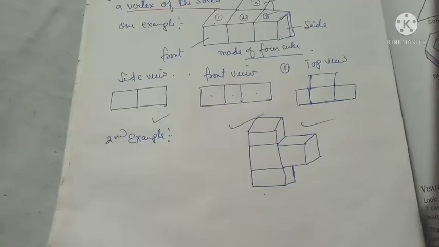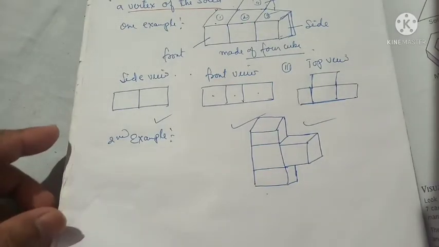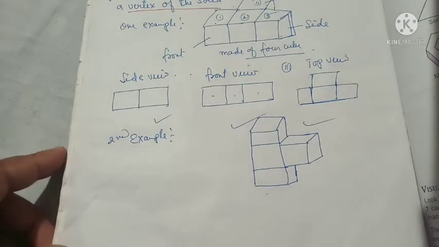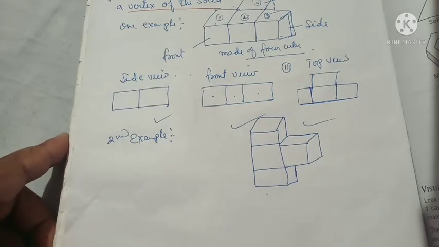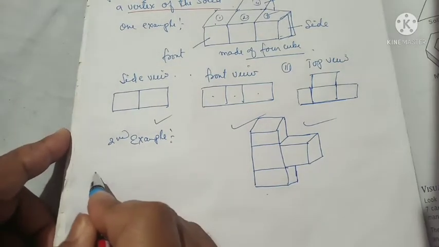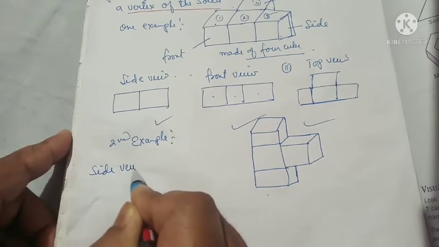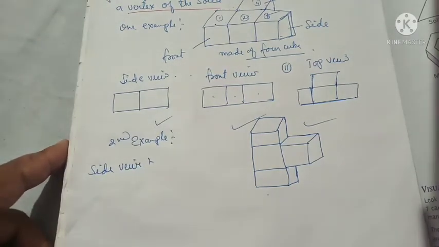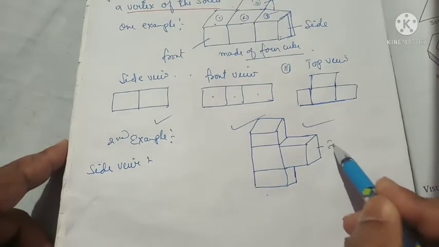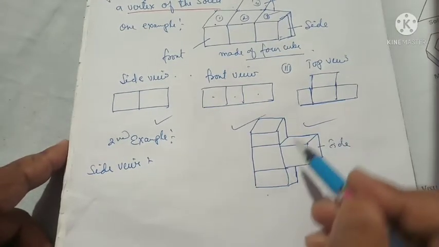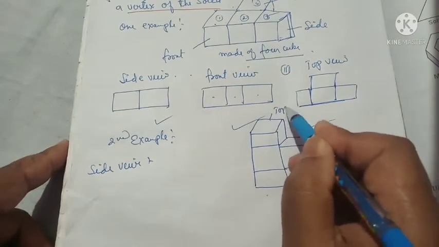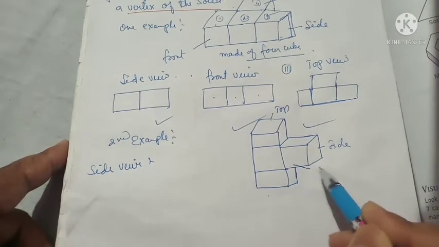This is the second example. We have to draw the side view, the top view, and the front view. First one is the side view. Let's see the side view first. So where is the side? Side means this is the side, and this is the top, and this is the front.